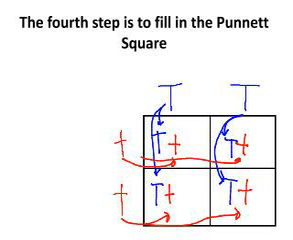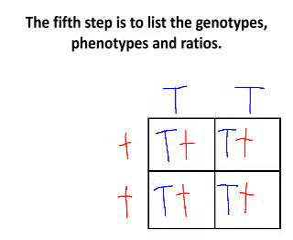So this is our completed Punnett square. Yes, it looks messy, but I wouldn't recommend drawing the arrows each and every time. So when we clean this up, it will look like this, and our fifth step to completing Punnett squares is to list the genotypes, phenotypes, and ratios.